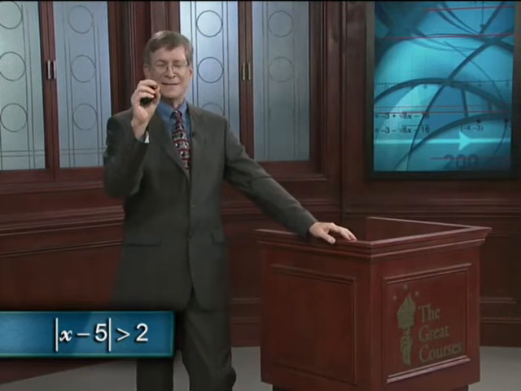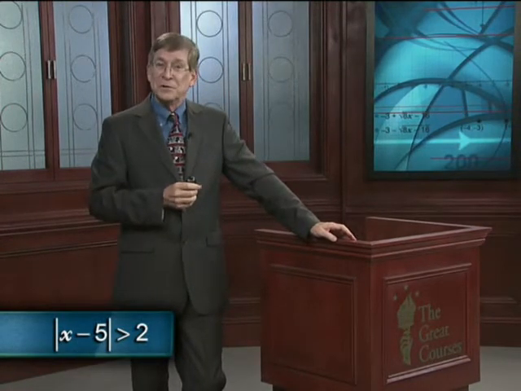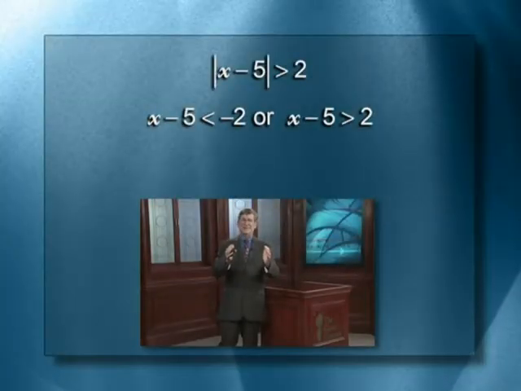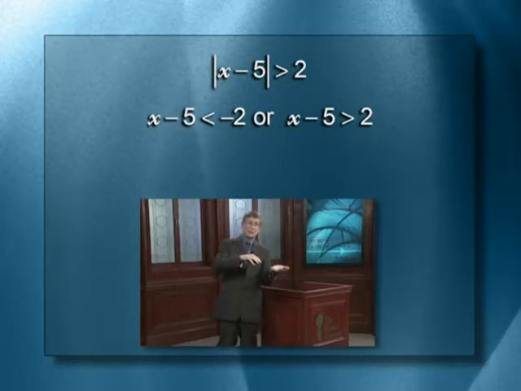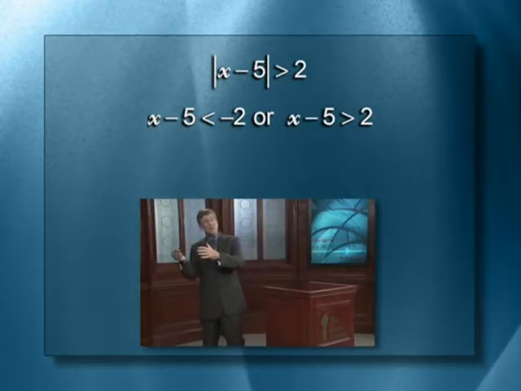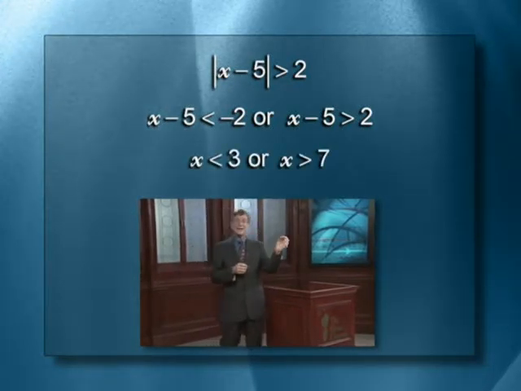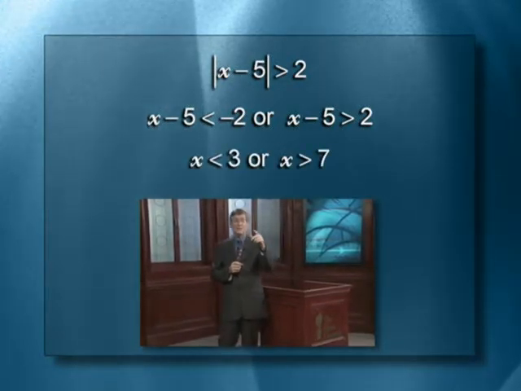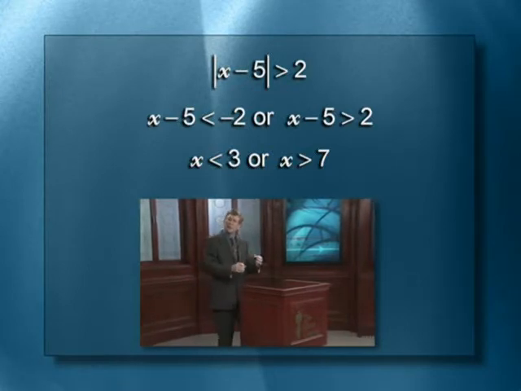This is a little more complicated. So what's it mean to say the absolute value of x minus 5 is greater than 2? Well, the rule is that means that the thing inside the parentheses, x minus 5, is either less than minus 2 or bigger than 2. So I have two inequalities. I have x less than 3 when I add 5 to both sides, or I have x greater than 7. And that's a good way to write the answer.